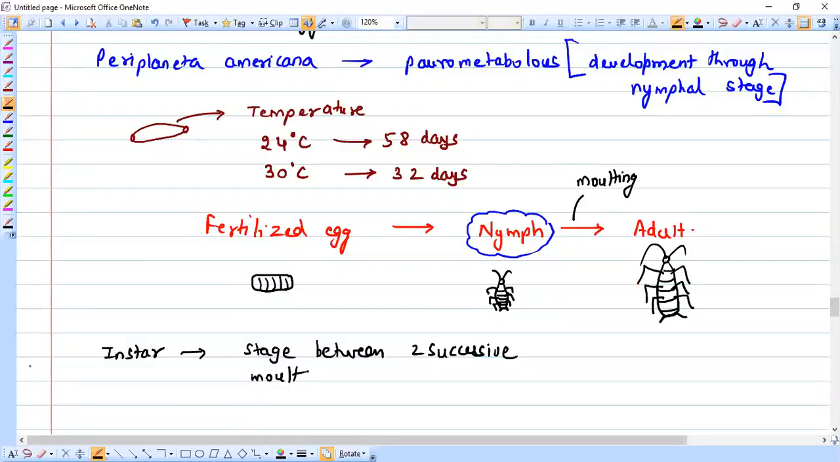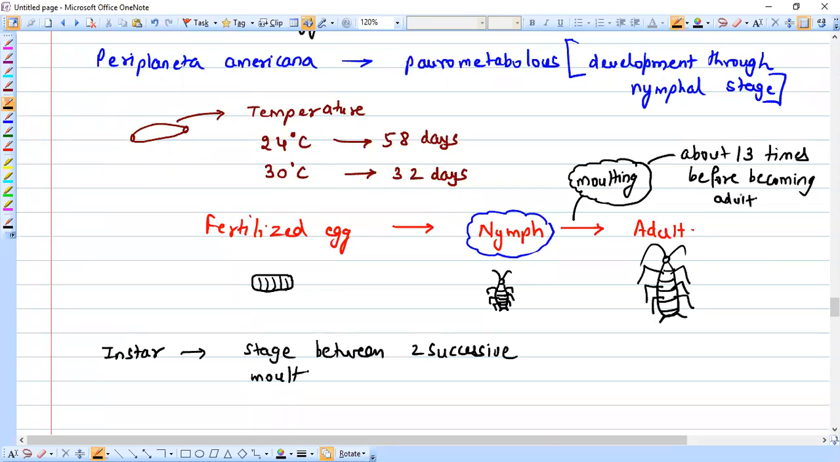Remember, this is the adult cockroach. And molting is very important. How many times may a cockroach undergo molting? The molting that takes place in the nymph can happen about 13 times. Remember, about 13 times before becoming an adult. This adult cockroach will develop from the nymph, but 13 times the molting will take place.